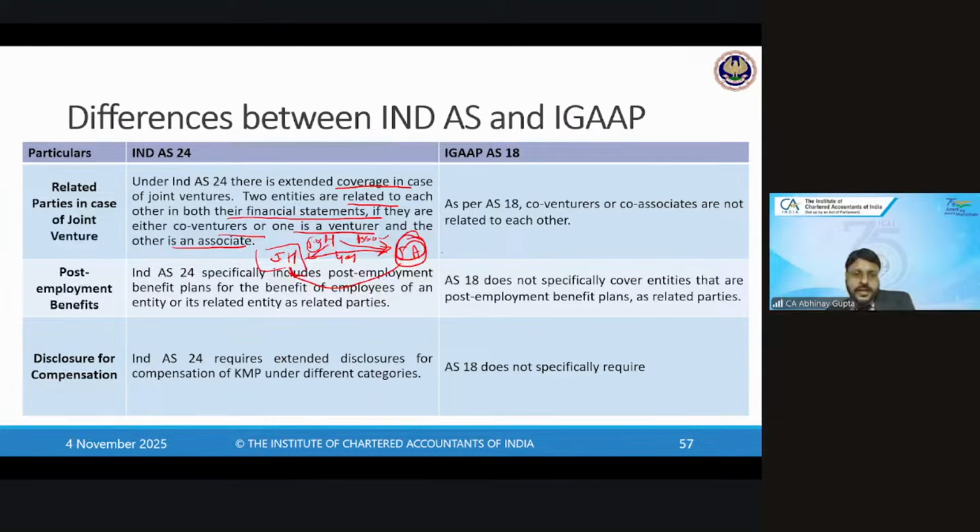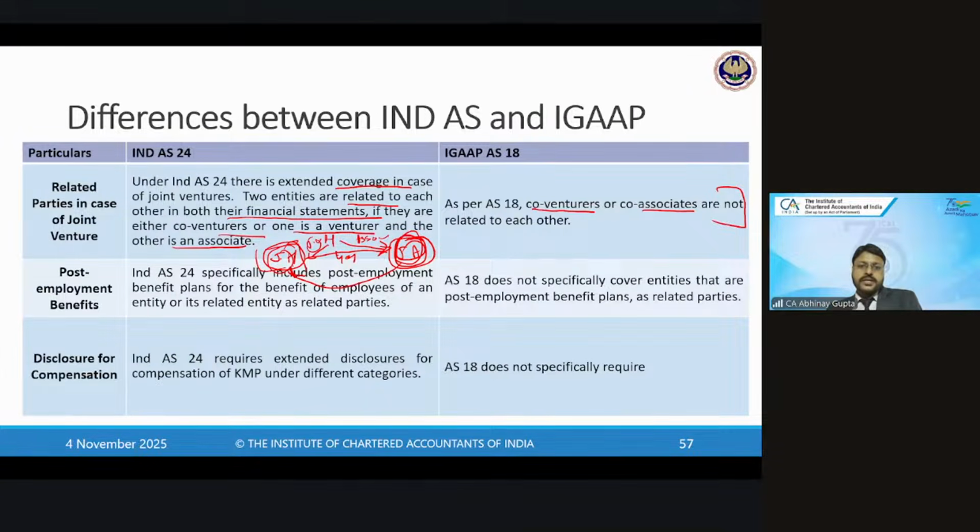If we are preparing the associate books, JH is not related. If we are preparing the JH books, JA associate is related. Is that clear? As per AS 18, neither the co-venturers nor the co-associates are related, right? So under IGAP, neither the JH was related to J nor the JA was related to JH, right?